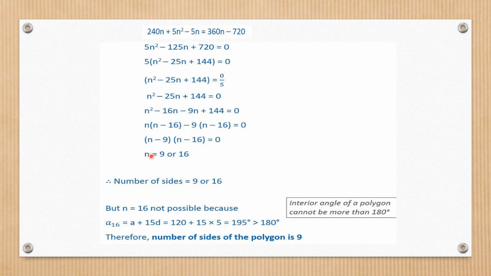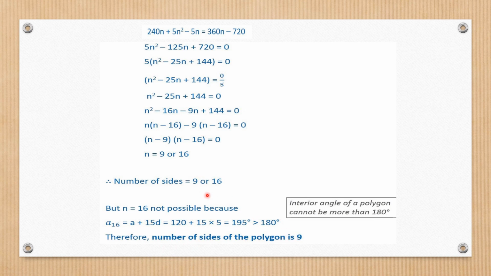Now just remember, is it easier to frame a polygon which is having 16 sides? Okay, is it easy to draw? No, because n is equal to 16 is not possible, and we can contradict this also on the basis of this condition that a16 will be your a plus 15d, and that angle will be your 195 degree, which is greater than 180. Okay, and interior angle of a polygon cannot be more than 180 degree. Okay, so therefore number of sides of this polygon is 9.